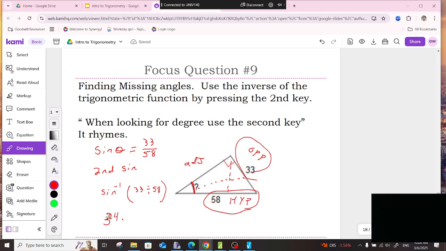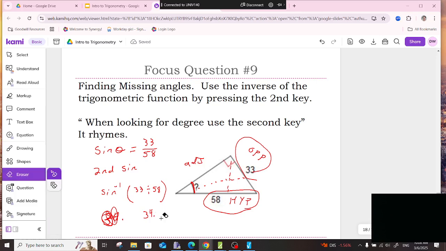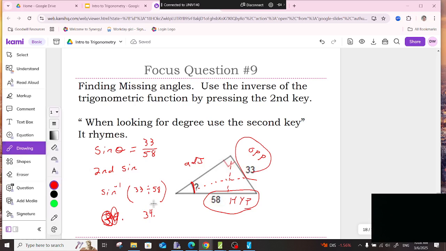34.67, which rounds to what? 7. So that should be a 7. And this is a degree, so put a little circle because that's a degree. So it should be 34.7 degrees.